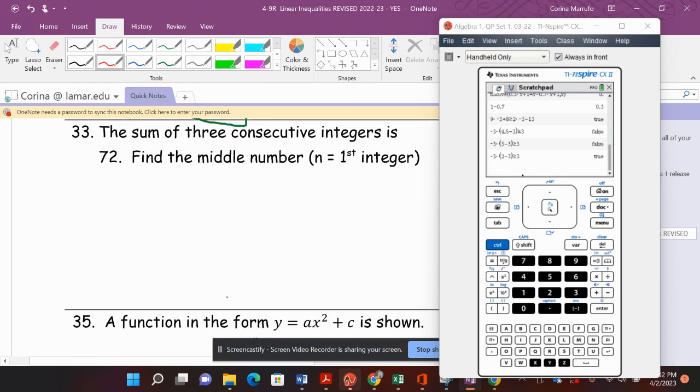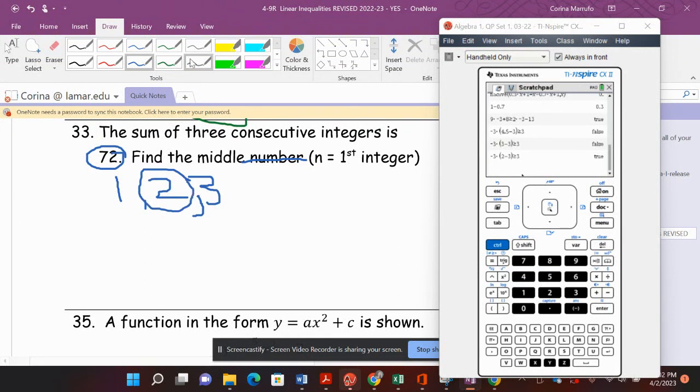Number 33. The sum of 3 consecutive numbers. Consecutive means one right after the other. So you have a number, it's like 1, 2, and 3. It says that they add up to 72. So 1 plus 2 plus 3 gives you 6. That's not true. And they want us to find the middle number. So we're looking for this one.